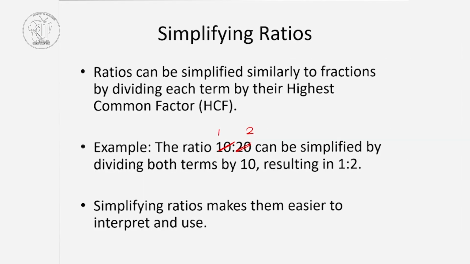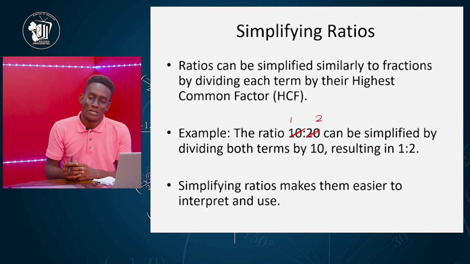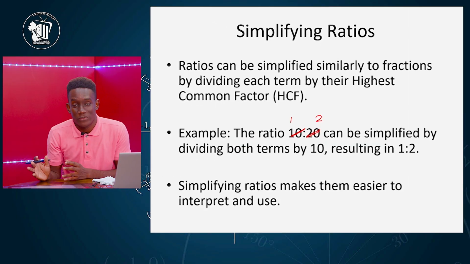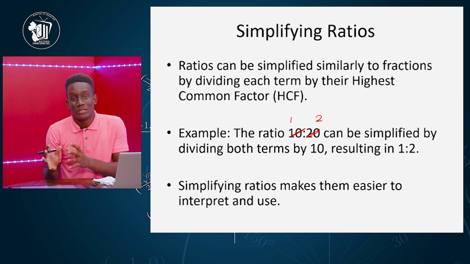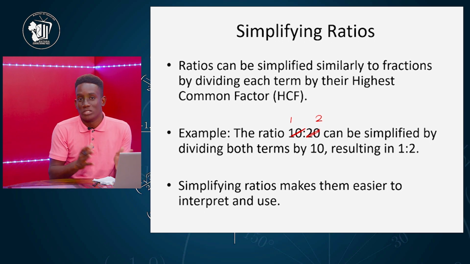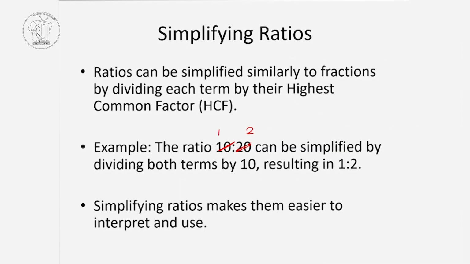And by simplifying these ratios, it makes it easier to interpret and to use. For example, if you say 10 to 20, that is saying for every 10 of something, there's 20 of another something. Instead of saying that, we can say for every 1 of something, there's 2 of another something. So 1 to 2 instead of 10 to 20.